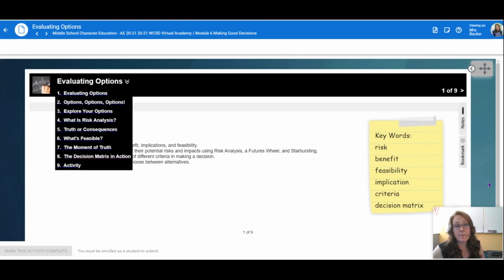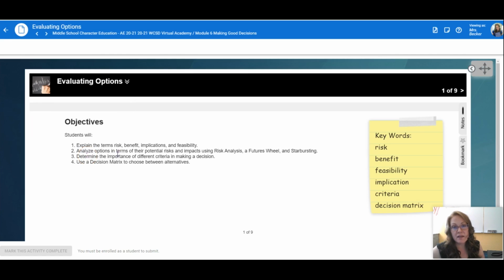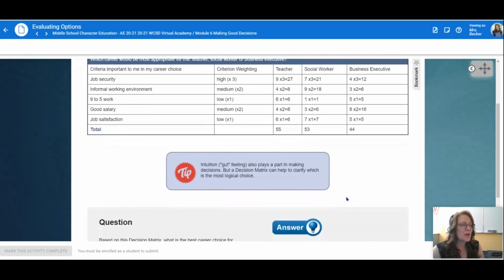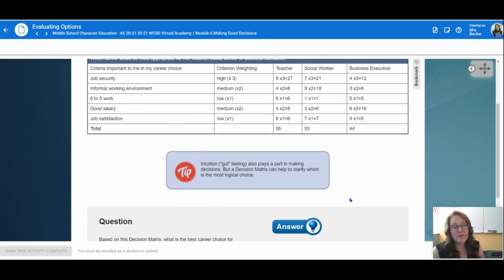Module 6 is all about making good decisions, and one of the tools that can be used in the decision making process is a decision making matrix. It's in the lesson in Module 6 known as Evaluating Options. If you come down to the 8th slide, there is an example of what a decision making matrix looks like. I also have a video where I take you through it step by step. So I hope it helps.